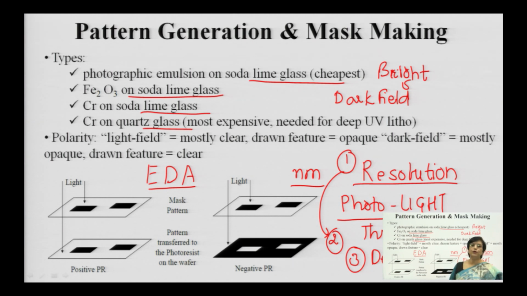Resolution is the ability to create the same replica of the pattern on the feature. Then throughput is the efficiency, the cost benefit analysis if you carry it out, and the third one is the depth of focus, like focusing, similar to your photograph.